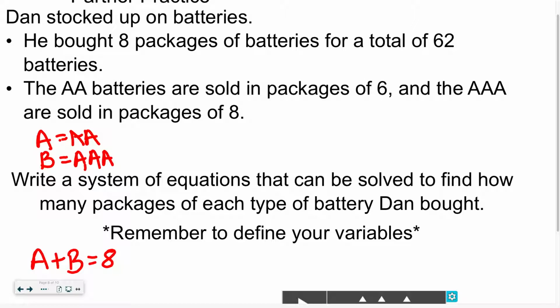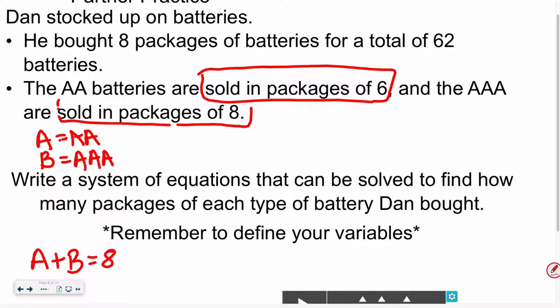You can help us with our other equation. Go ahead. For double A batteries, there's only packages of 6. Double A's are sold in packages of 6, and triple A are sold in packages of 8. What else do we know? That the total batteries was 62. The total batteries are 62. So how can we use that information to help us? Go ahead.